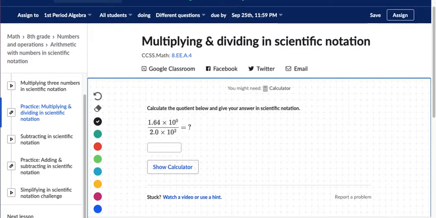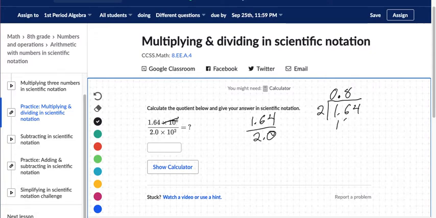Okay, one more. Again, we have a 10 to the 0, so that just becomes a 1, so we don't have to worry about that. 1.64 divided by 2. We're going to, again, leave our 10 squared out of this for a little while. So 1.64 divided by 2, which there's a handy calculator if you wanted to use that. 2 doesn't go into 1, 0. 2 goes into 16 8 times. That's actually 16. So it's going to bring down a 4. 2 goes into 4 2 times. So 0.82. Okay, so we have 0.82 divided by 10 squared.